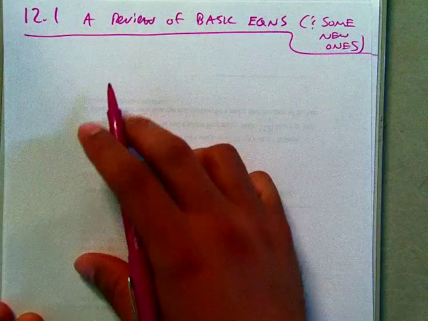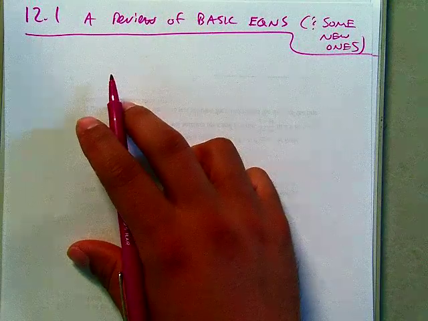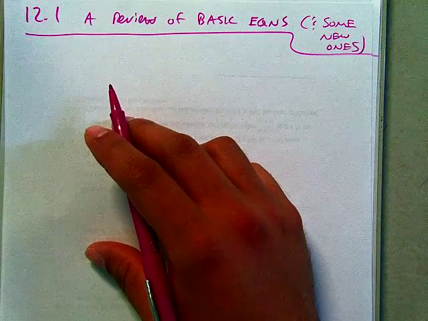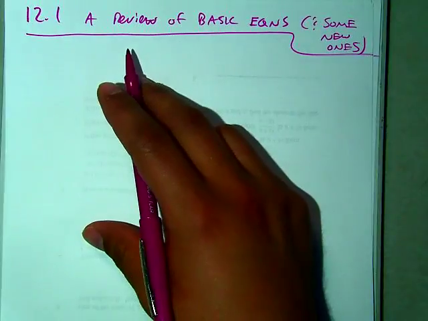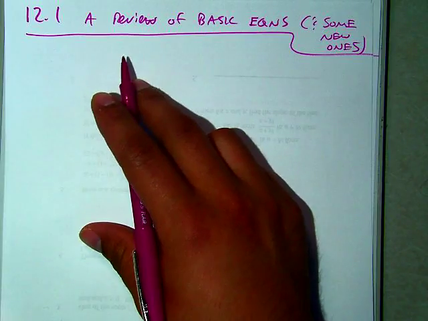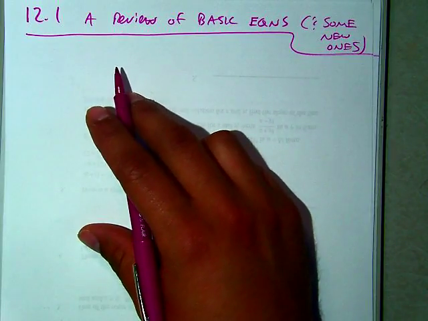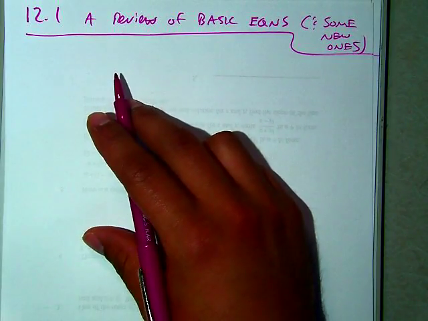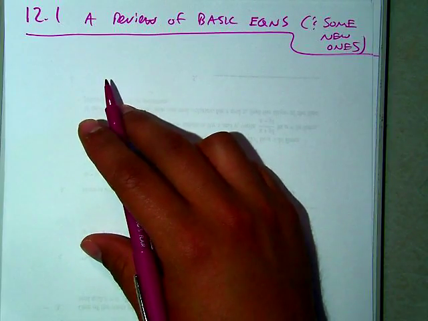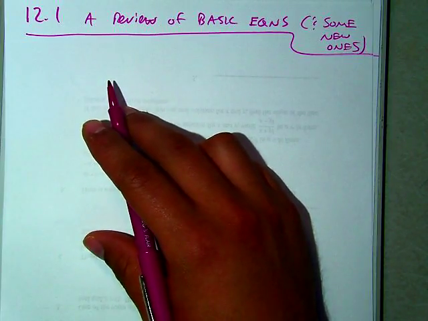So 12.1 is a review of some basic equations that you should already know, with a couple of new ones that we'll talk about. And this will be kind of nice because we'll go through a lot of stuff that you've previously done, especially with the ACT coming up Tuesday. It's kind of nice to go through this section. But all right, so there's a list of stuff that you should know.